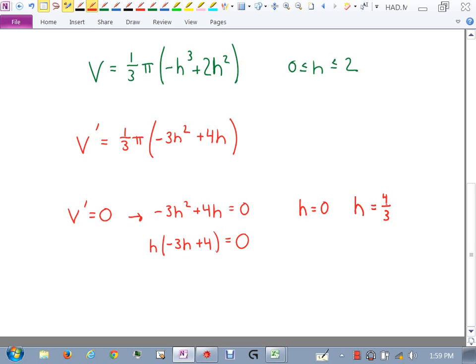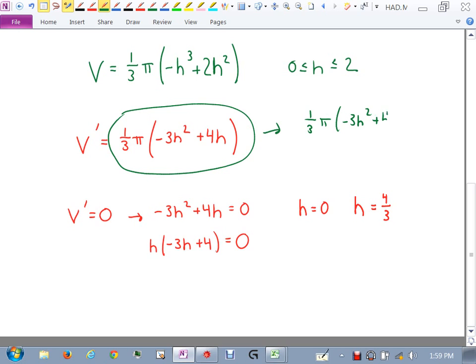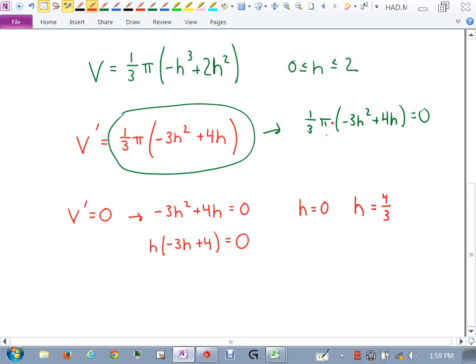You have a question? You want to know what happened to 1/3 pi also? Yes? Okay, this right here, I set that equal to 0. And because this is multiplication right here, I can divide both sides by 1/3 pi. And they're gone. And then over here, 0 divided by anything is 0. So all it really turns out to be is this piece equals 0. That's right.